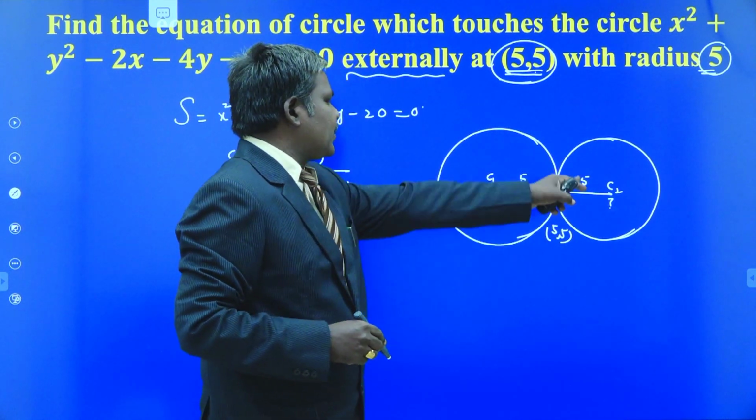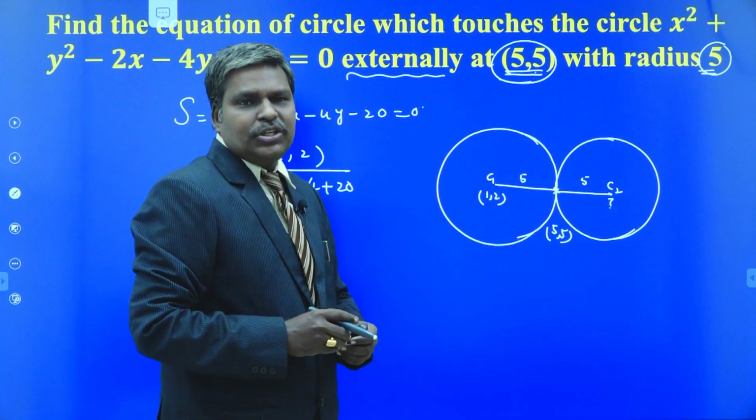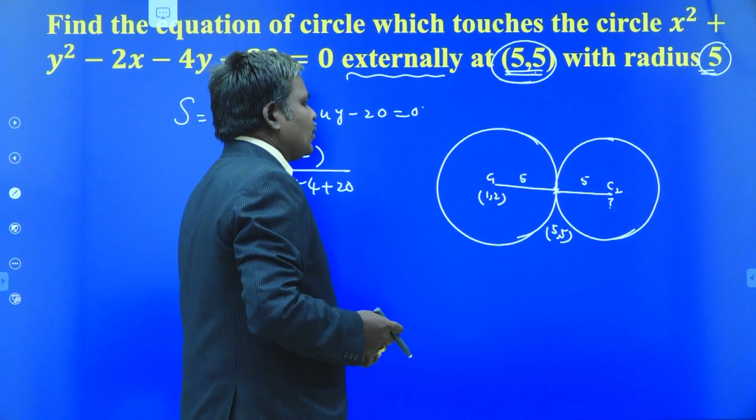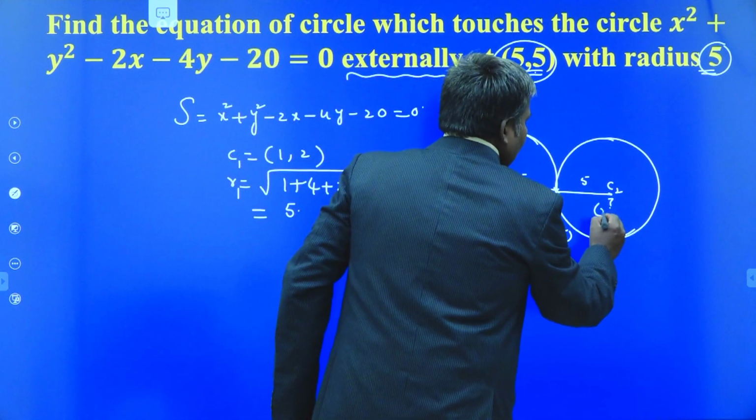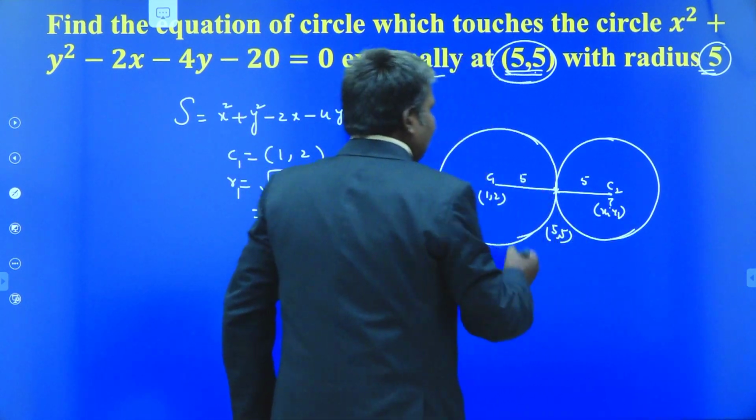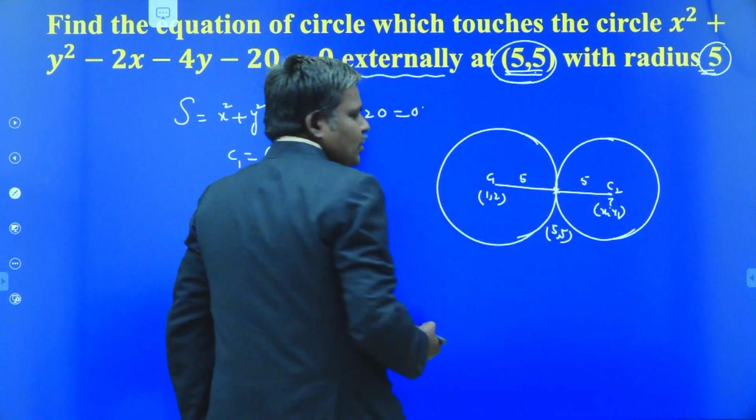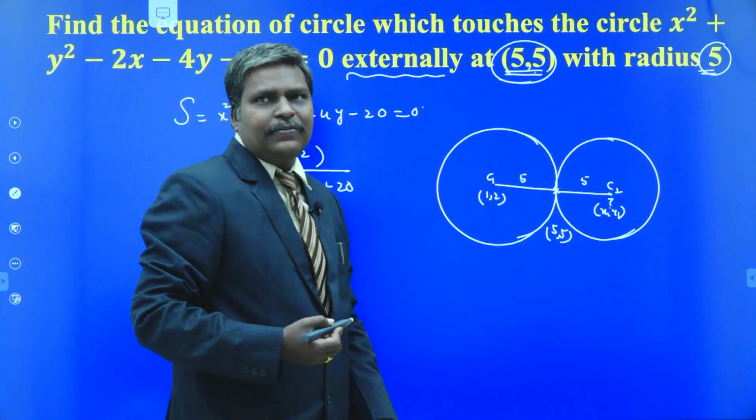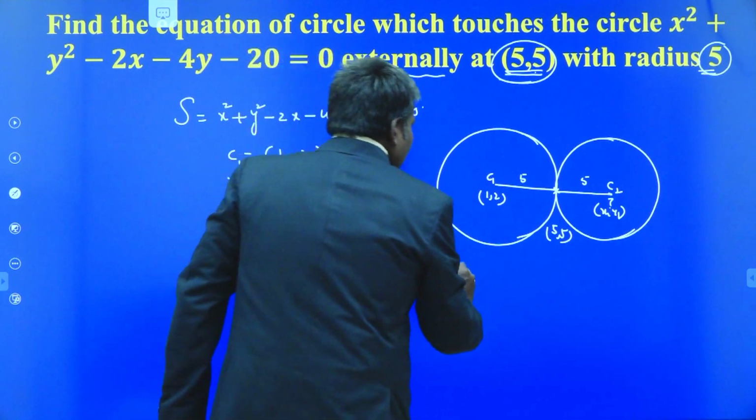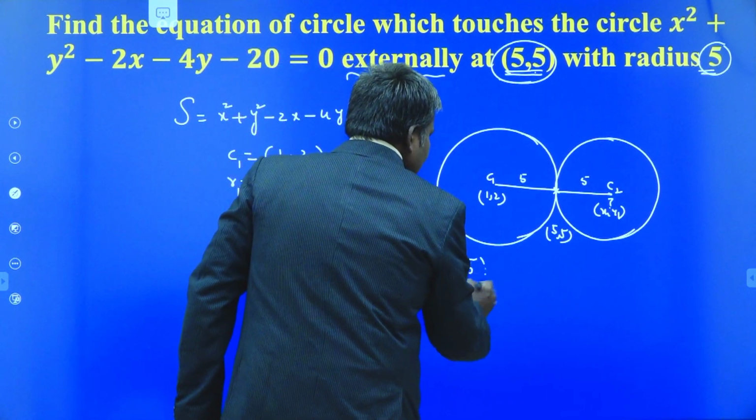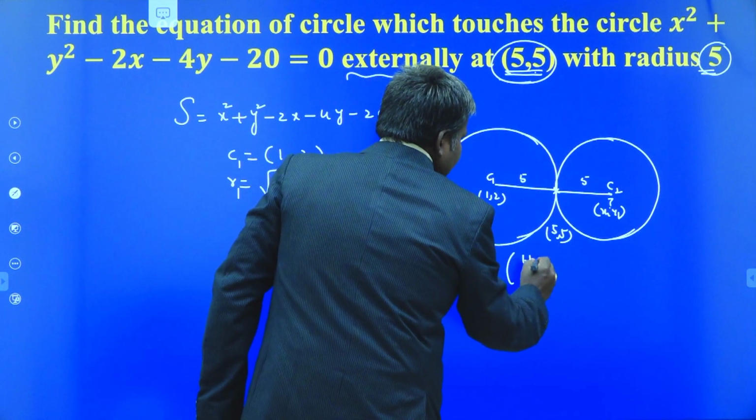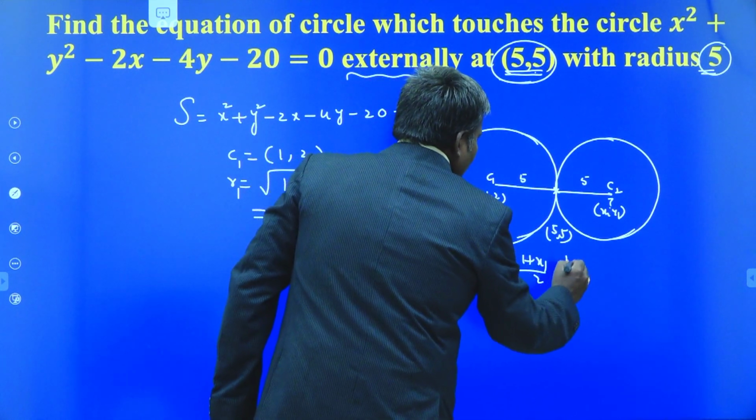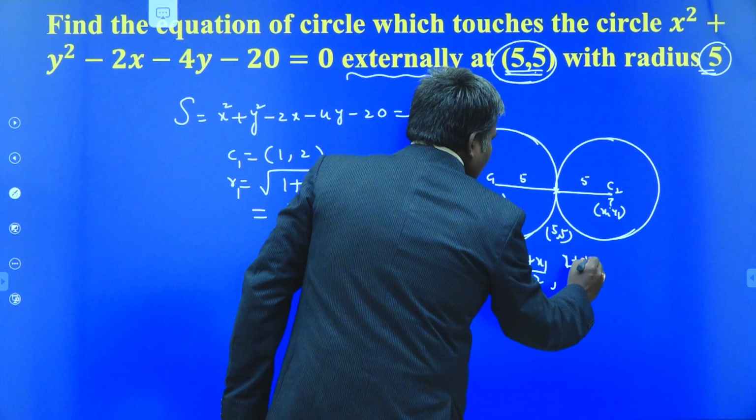From the figure itself, can I find the coordinates of C2 or not? It is very easy to find out the coordinates of C2. Suppose the coordinates of C2 are (x1, y1). This is the ratio 1:1. That means it is nothing but the midpoint. (5, 5) is nothing but the midpoint of C1, C2. So (5, 5) is nothing but ((1 + x1)/2, (2 + y1)/2).